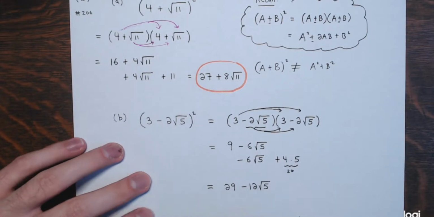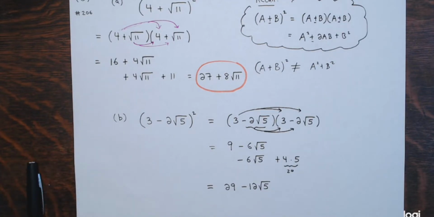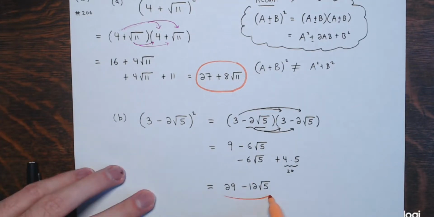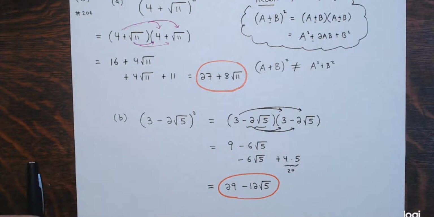Combining like radicals, and that's it. 29 minus 12 times the square root of 5. And again, you can double check with a calculator if you wish. Alright, number 9 is very similar. Number 9 is exercise 208.